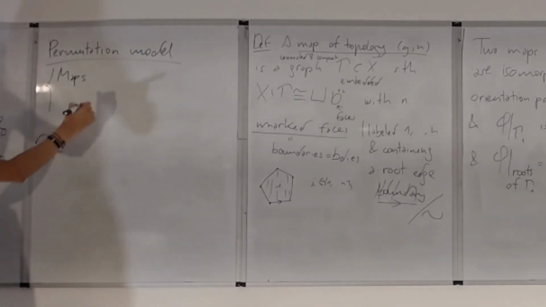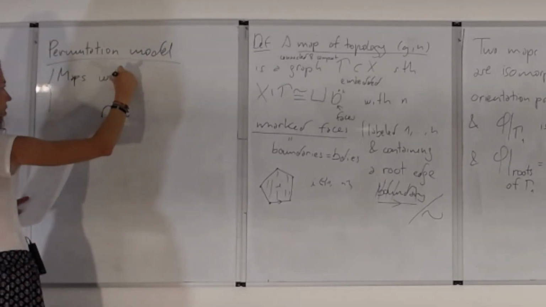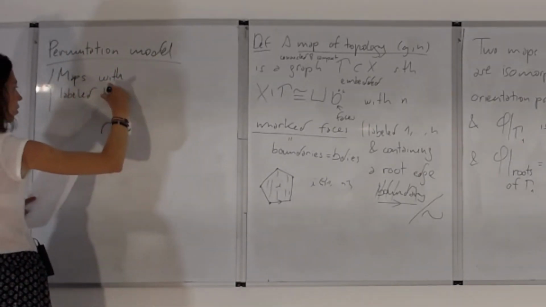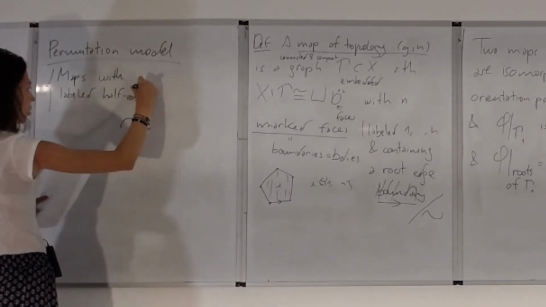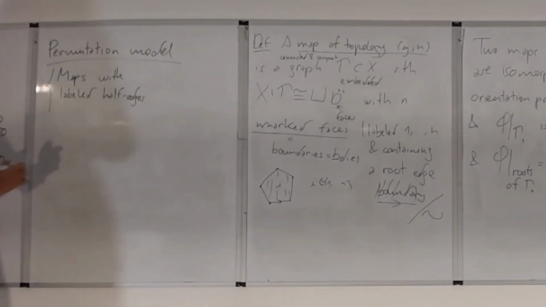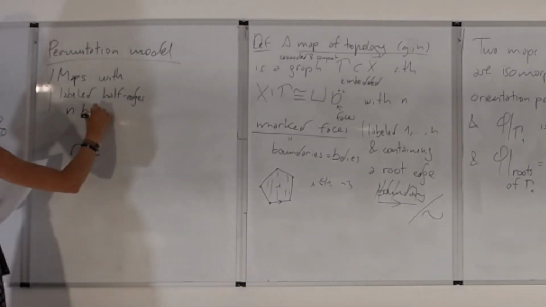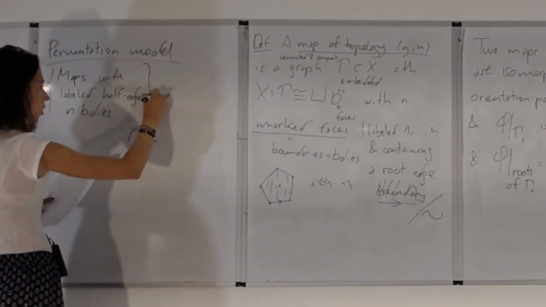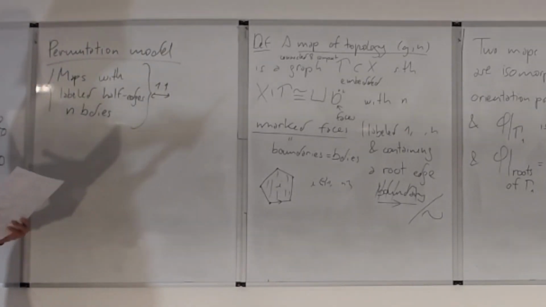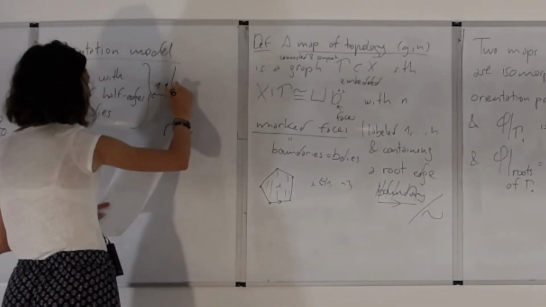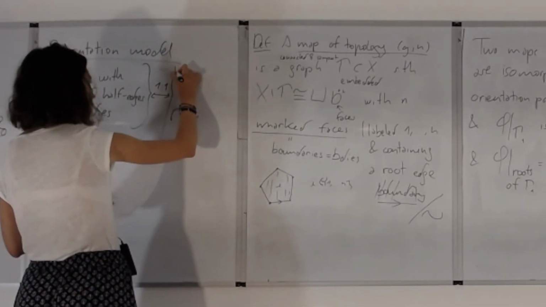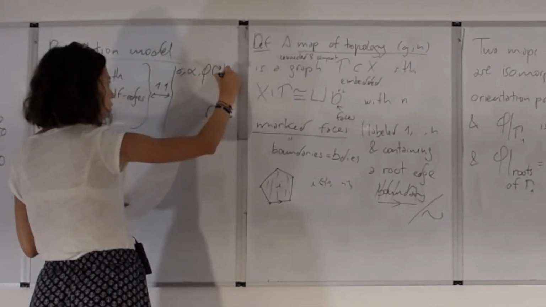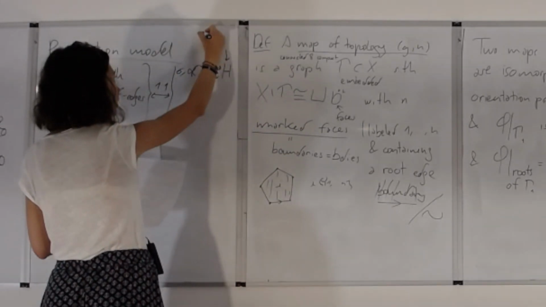So maps with labeled half edges and n boundaries are in one-to-one correspondence to triples of permutations, satisfying some conditions. So we call them sigma, alpha, phi. They are permutations acting on a set H. This set is the set of half edges.